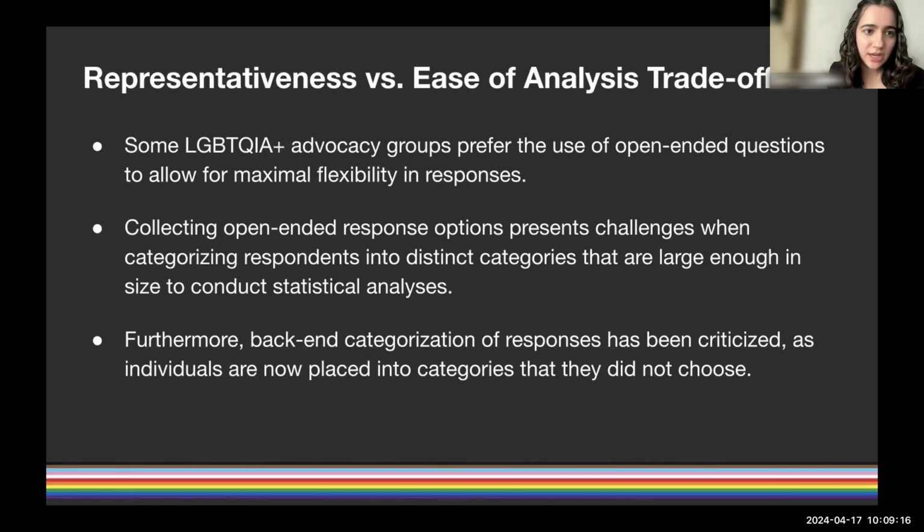conduct statistical analysis. So again, this is not new to anybody on this call, but ideally you would allow people full flexibility to give whatever identity they choose and have an open-ended question. But then this would lead to back-end categorization regardless, because you have to do some sort of inference about the sample that you've collected. So this back-end categorization of responses has been criticized as individuals are now placed into categories that they did not choose. And this is just inevitable in this type of question asking.